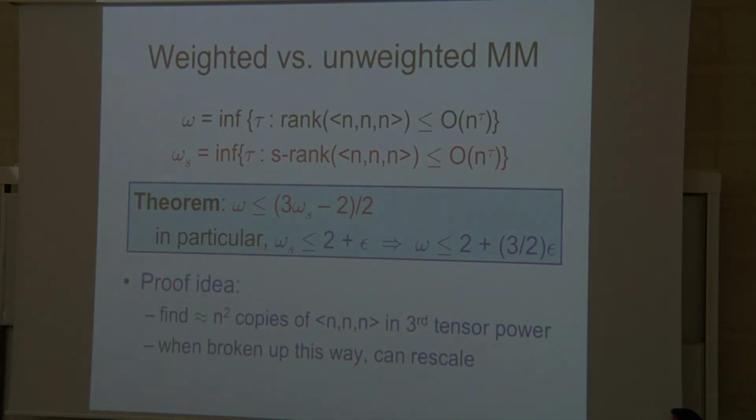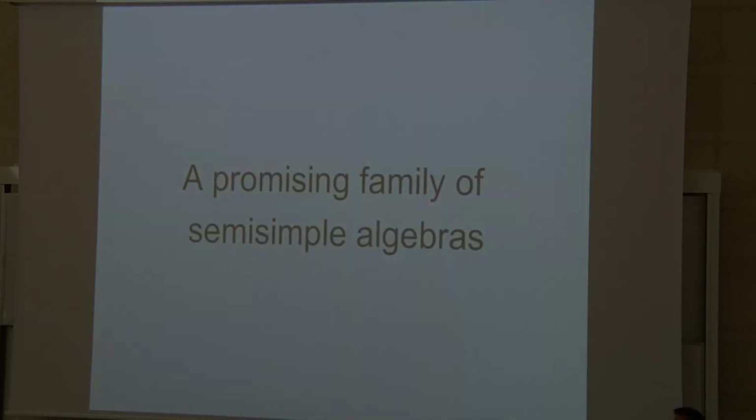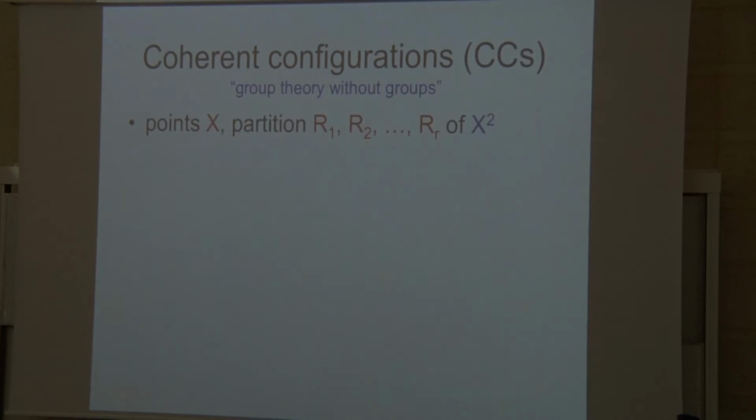All right. So, the proof idea I'll skip, but this is an indication that this S rank is something you can think about. And then this allows you to think about general semi-simple algebras. And I just want to say a few words about coherent configurations, then I'll stop. This is an example of a semi-simple algebra that generalizes groups, that uses the fact that we can get bounds on the rank of matrix multiplication from the S rank. And I want to make just one point about it, and then hope to talk more to some of you, or you can read the papers if you're interested.